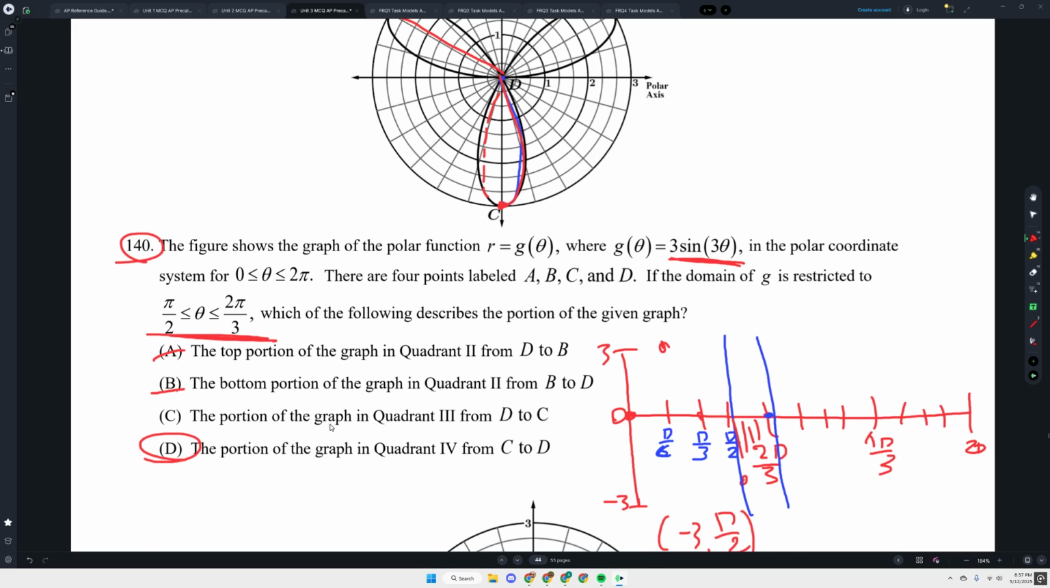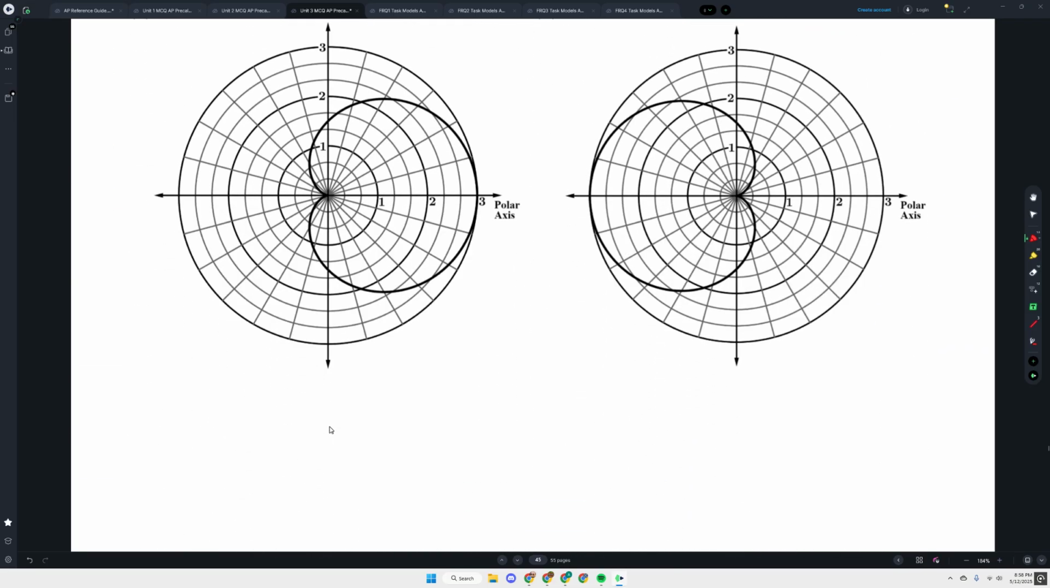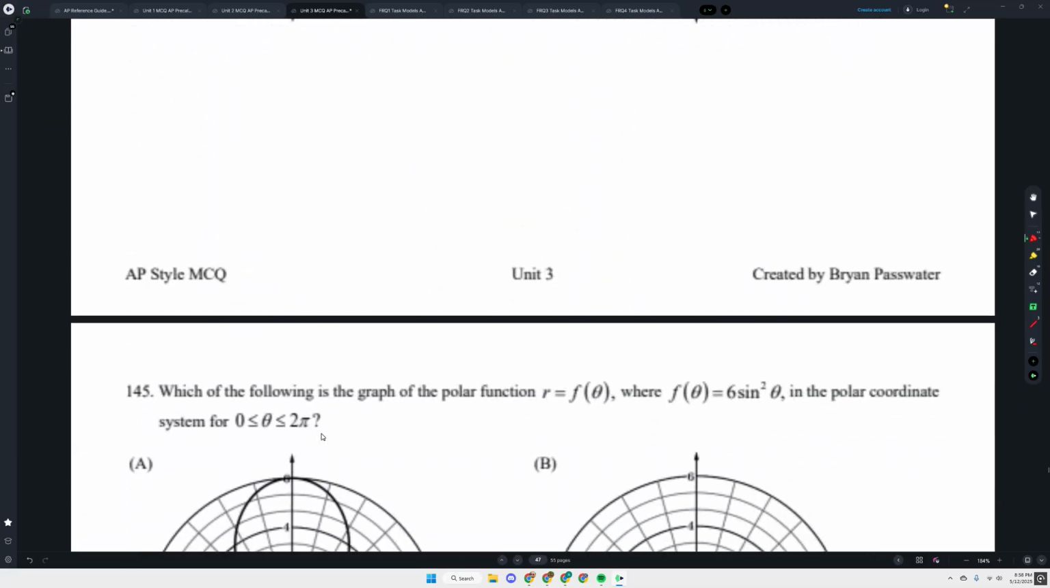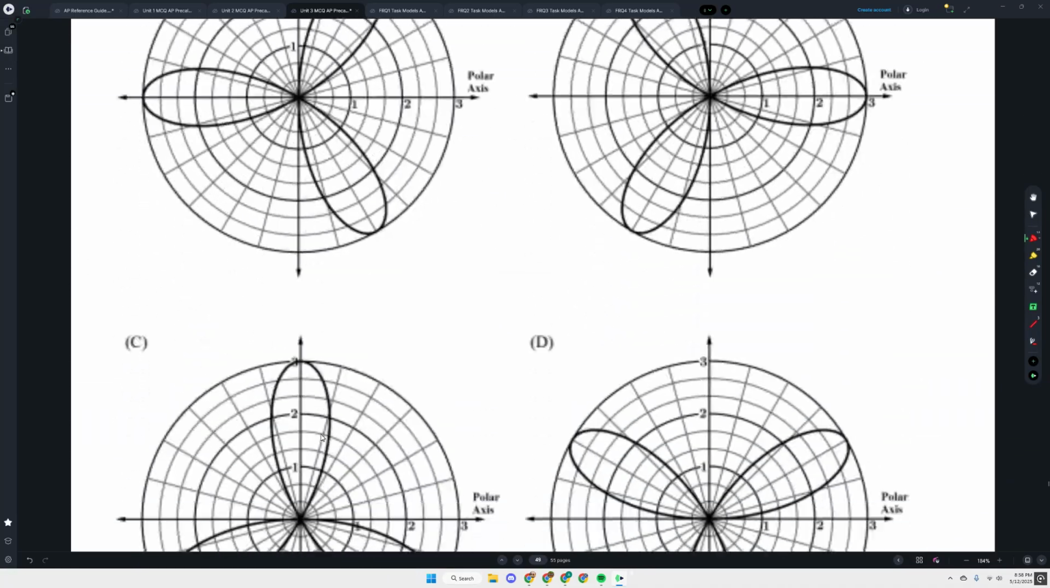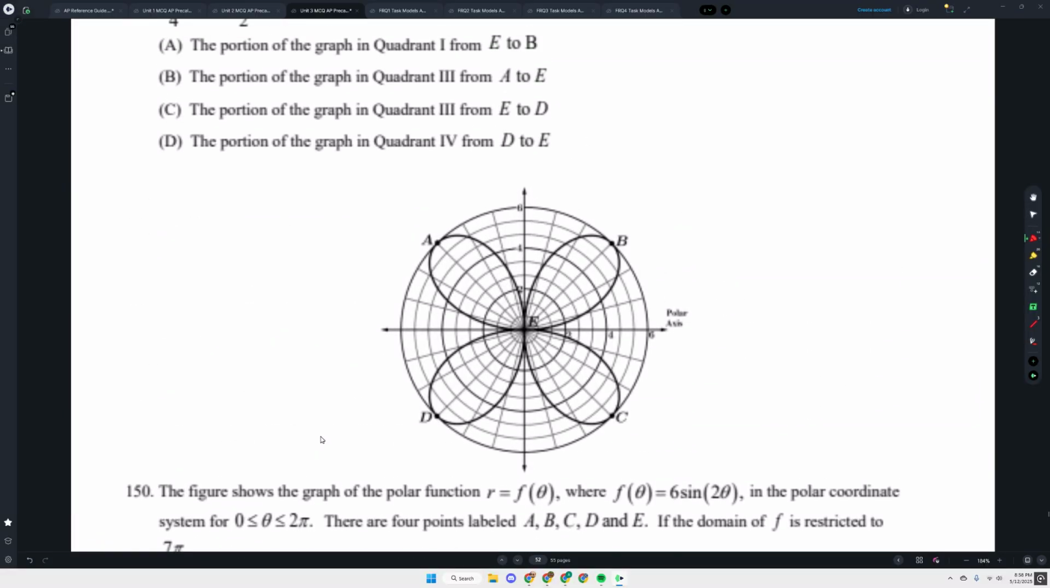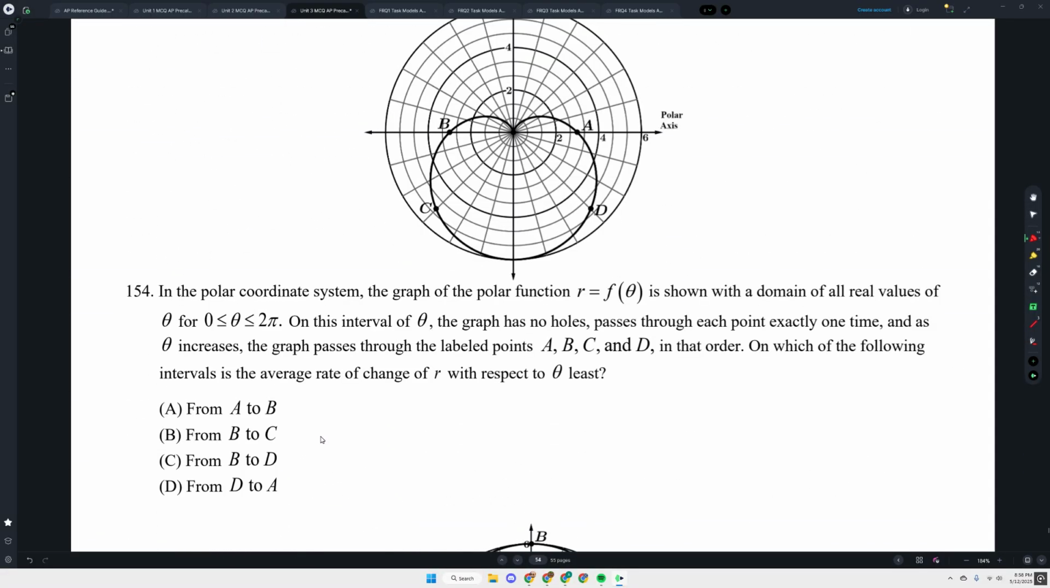Can we use a calculator? Depends. It could be a calculator or non-calculator question. I don't know. But we'll do one more question. Is there a rate of change question? We'll do this one, 154, as our last question of MCQ, and then we'll go to FRQ.